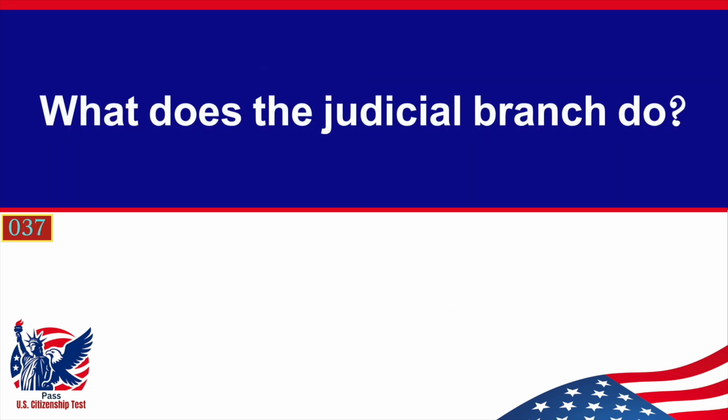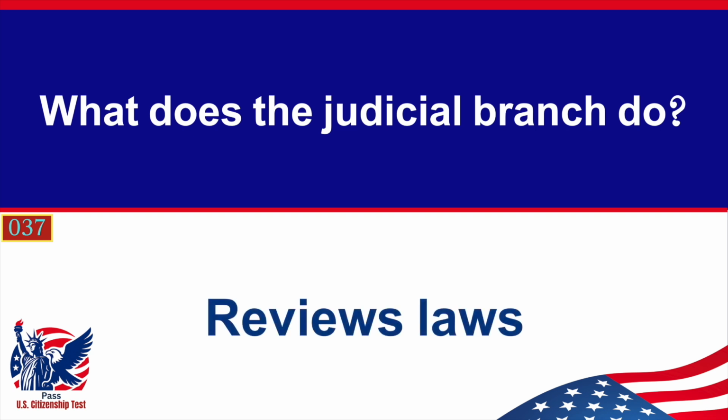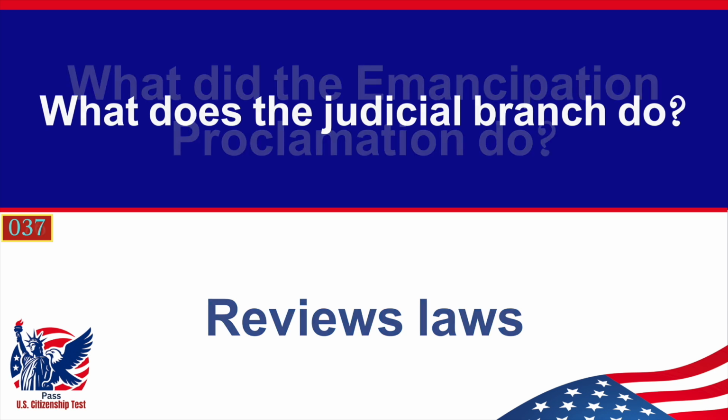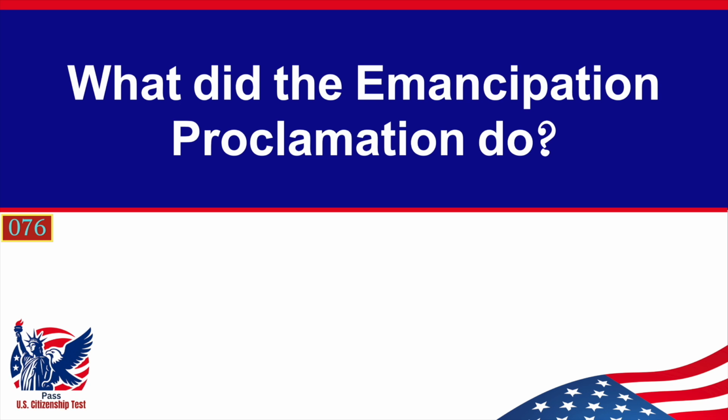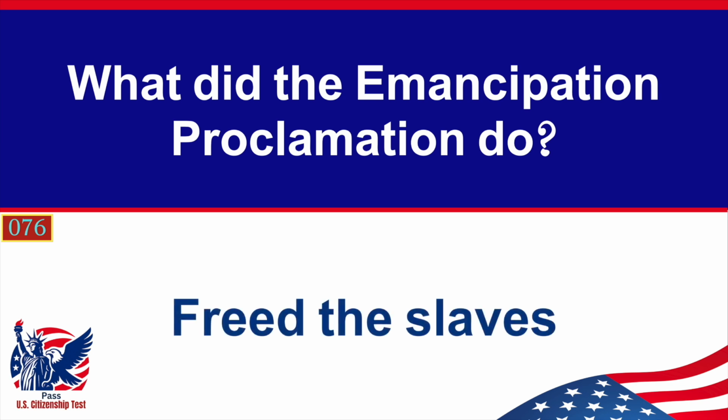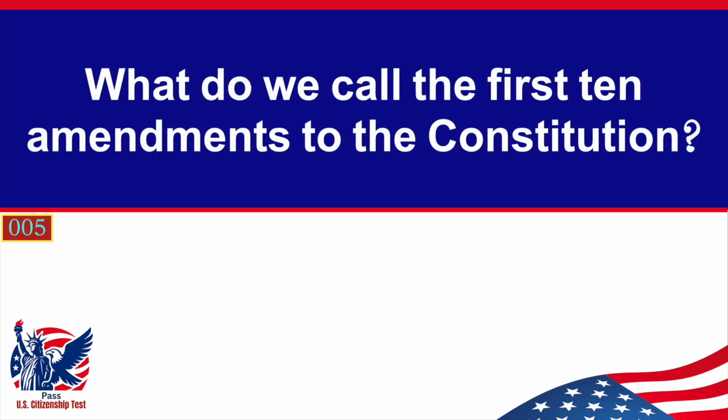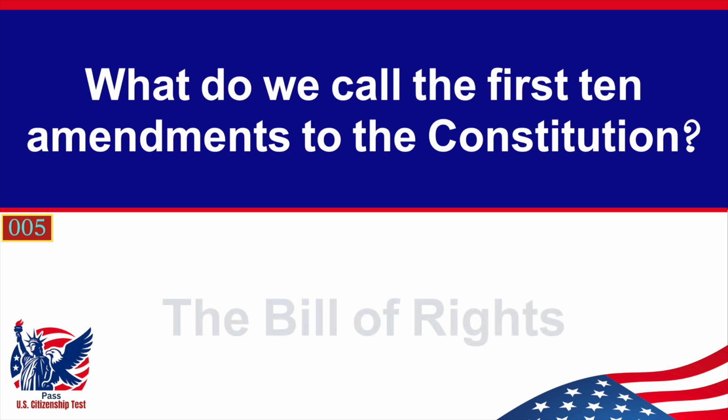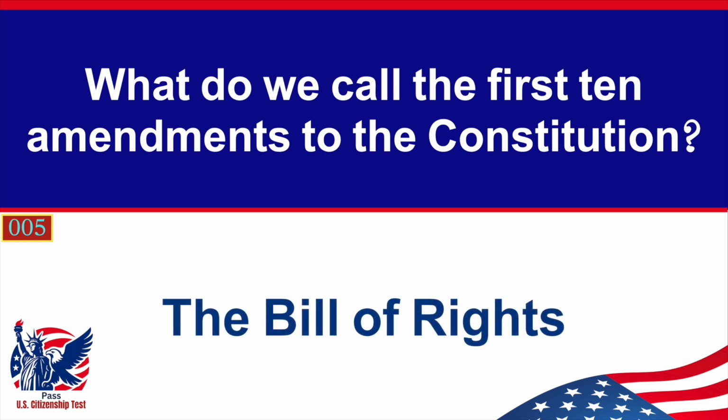What does the judicial branch do? Reviews laws. What did the Emancipation Proclamation do? Freed the slaves. What do we call the first 10 amendments to the Constitution? The Bill of Rights.